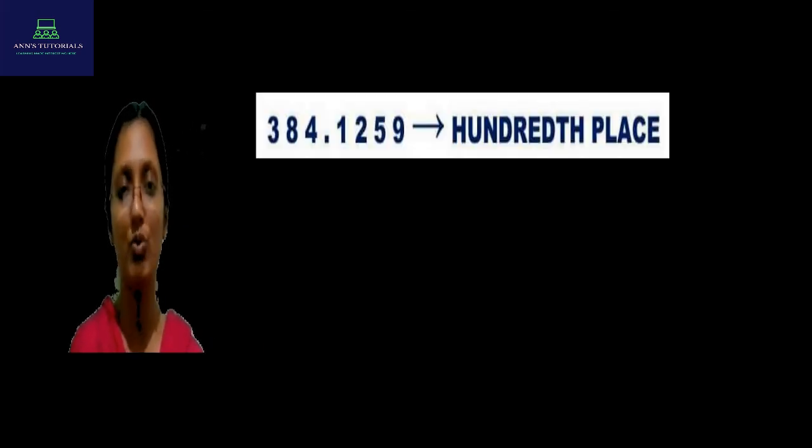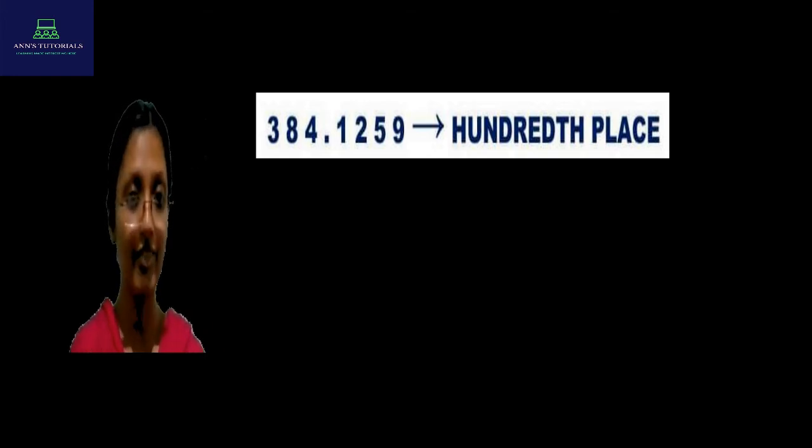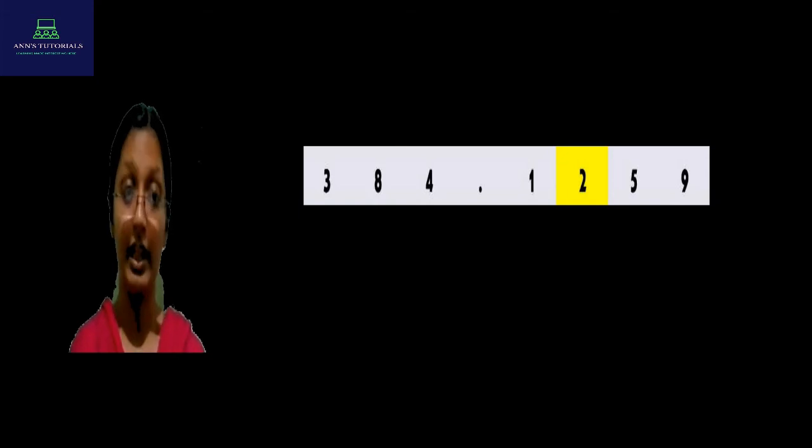Now, let's assume that you are clear about number places. Then we will round the number to a specific number place. For example, we need to round the number 384.1259 to the nearest 100th. So how do we do that? First of all, we will identify the digit in the 100th place. It is 2.